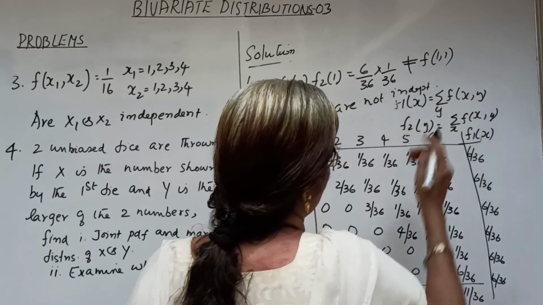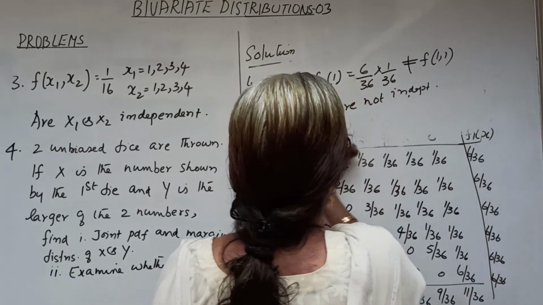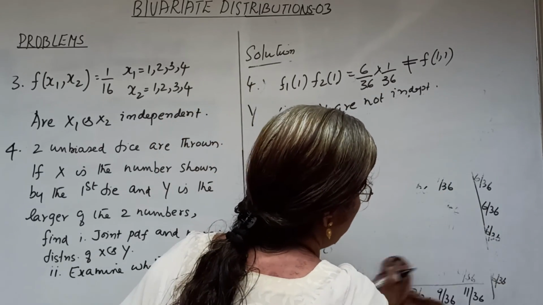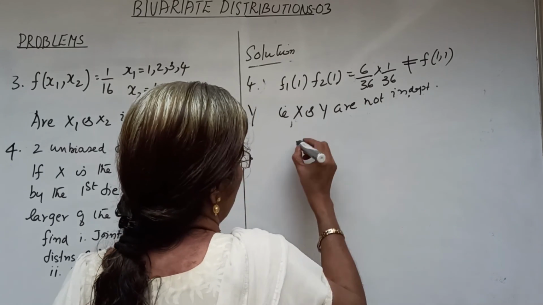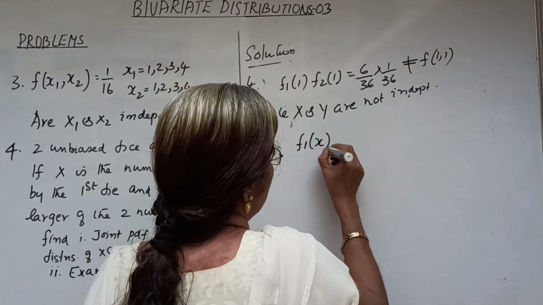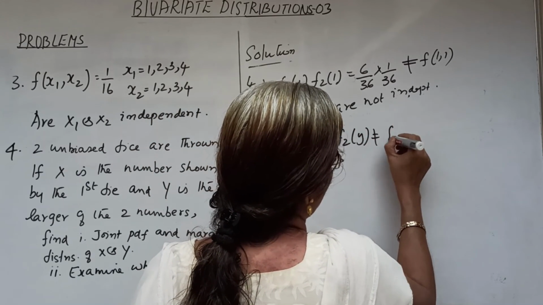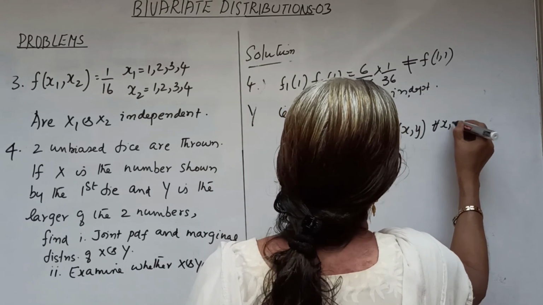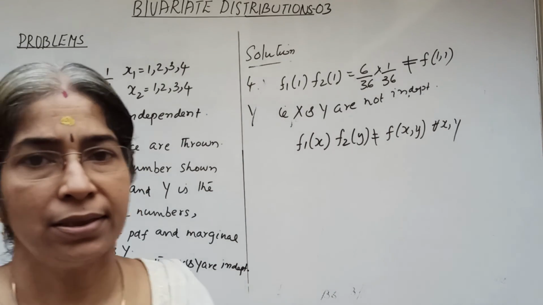What is the reason? x and y are not independent since f(x, y) is not equal to F1(x) into F2(y). That is, F1(x) into F2(y) is not equal to f(x, y) for all x, y, so x and y are not independent. Okay. Yes, thank you.